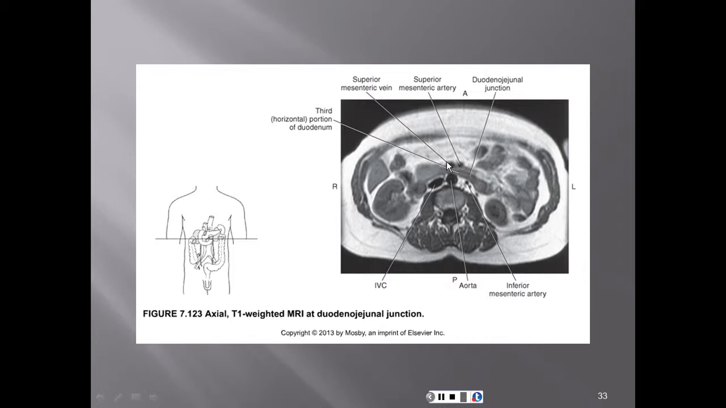But again, we have the superior mesenteric vein and artery. Of course, the superior mesenteric vein is going to be located on the right. Good correlation to the inferior vena cava there. As far as the inferior mesenteric artery, it's not that critical that you know that, as much as it is critical for you to know that this is the superior mesenteric artery.